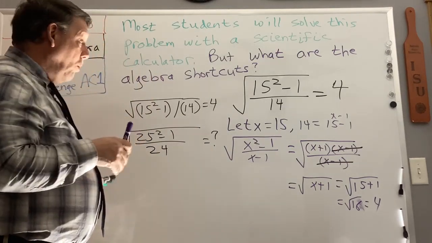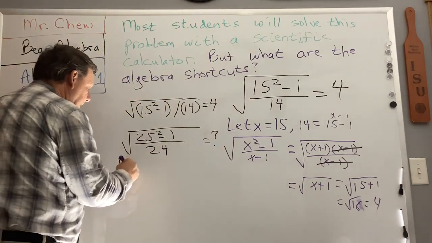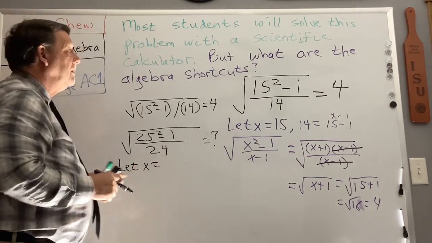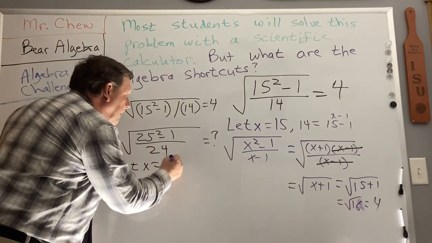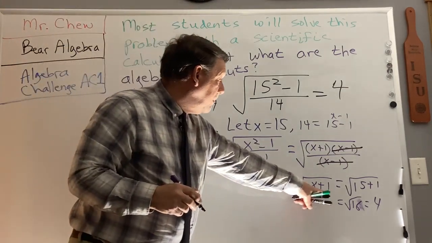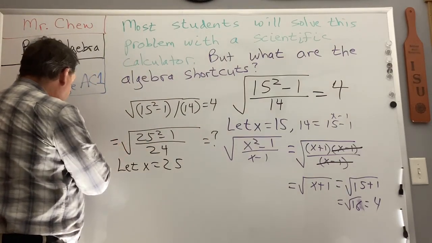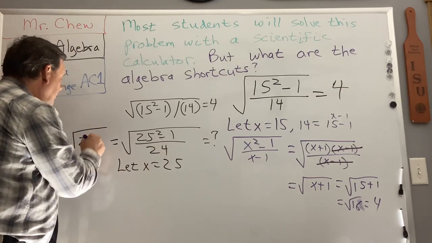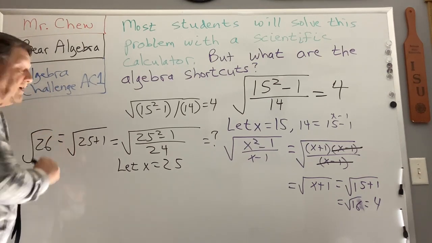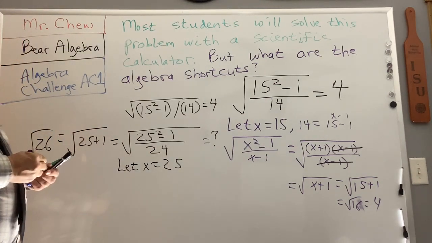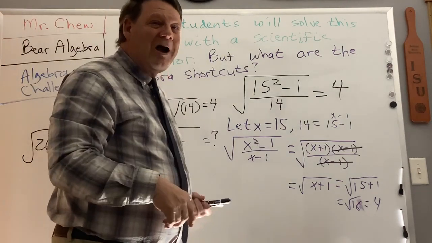Well, using our shortcut, we're going to say let x equal 25. So the answer is the square root of x plus 1. So this is going to equal the square root of 25 plus 1, which is the square root of 26. Is that a perfect square root? No, it'll be irrational. But you know the answer. Figure it out and try it.